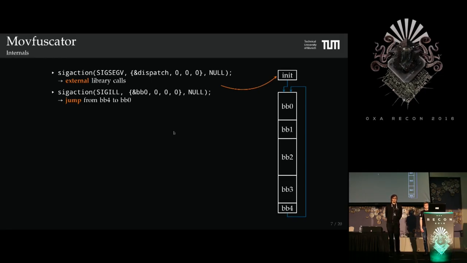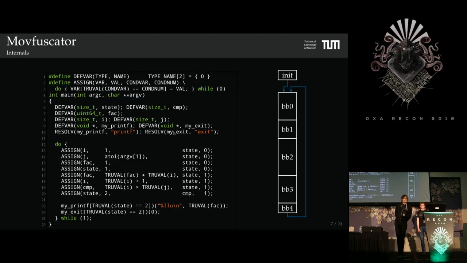The other one is, of course, that you don't want to lose your ability to talk to the operating system, which is why he registers another signal handler for SIGSEGV, a segmentation fault, which jumps to a dispatcher that then calls external library functions. It does that by triggering segfaults. So in the context of Movfuscation, dereferencing zero means, well, do a library call.